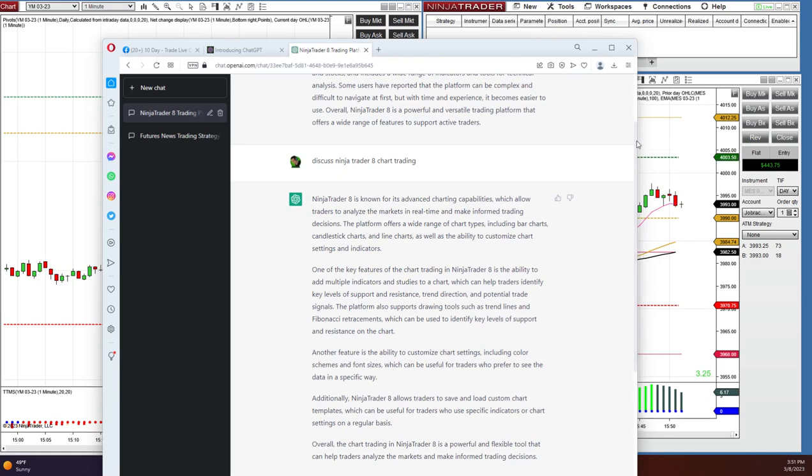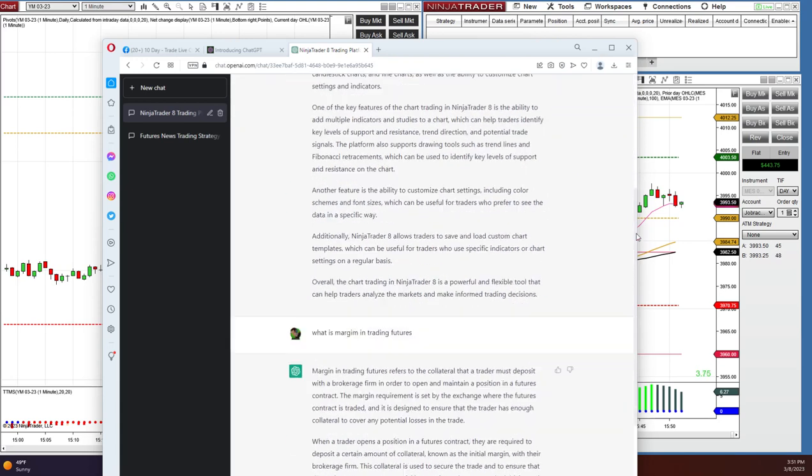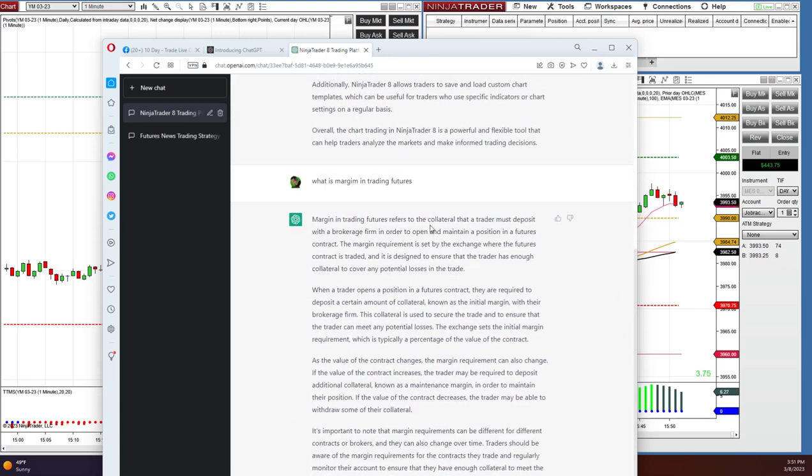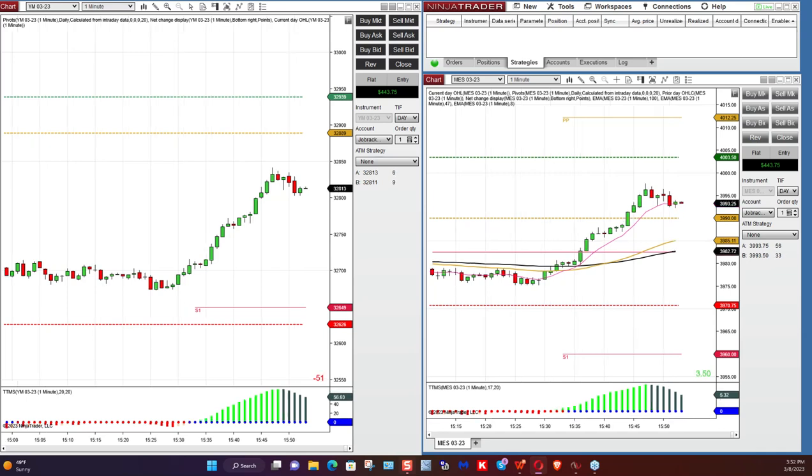Here it is. Margin refers to the collateral that a trader must deposit with a brokerage firm in order to open and maintain a position in a futures contract. Fantastic. Perfect. Really, really good. It's like how much minimum money is needed to do the live trades. Okay. So keep in mind that with us, you need double the margin for a breakout trade, right? Why?